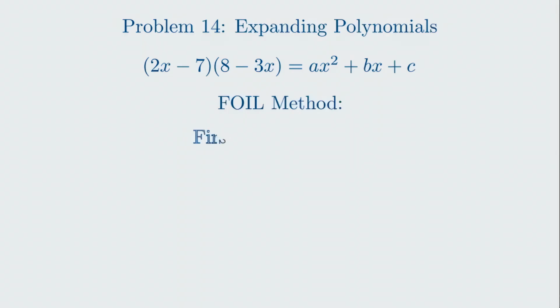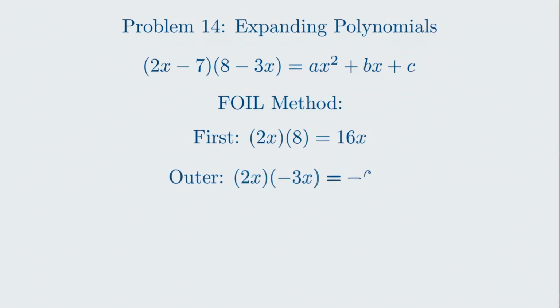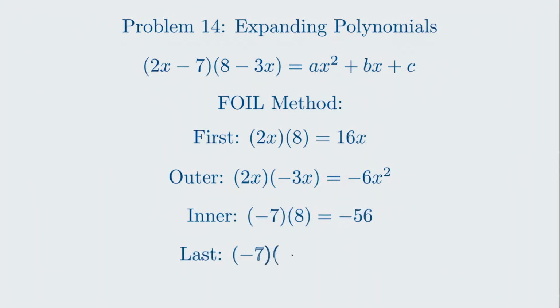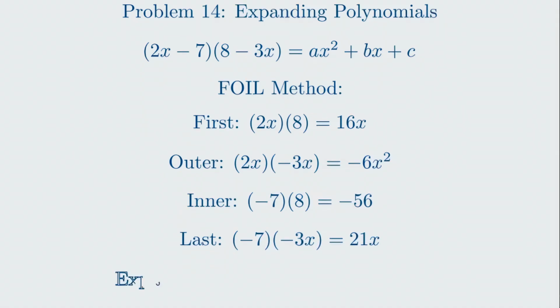First, we multiply the first terms. 2 times 8 is 16. Outer, we multiply the outer terms. 2x times negative 3x is negative 6x squared. Inner, we multiply the inner terms. Negative 7 times 8 is negative 56. Last, we multiply the last terms. Negative 7 times negative 3x is positive 21x. Now we add these four terms together to get the expanded polynomial. 16 minus 6x squared minus 56x plus 21x.